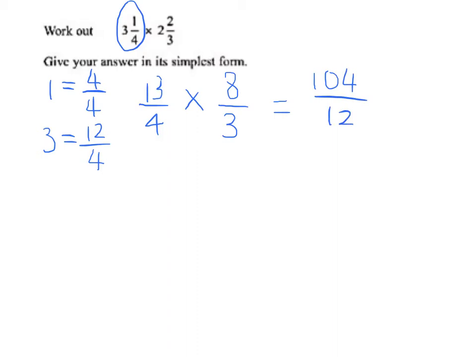This question asks us to write the answer in its simplest form. So we need to convert this answer back into a mixed number. We need to ask ourselves, how many 12s are there in 104? 8 12s is 96, leaving 8 12ths left over. But the 8 12ths can be simplified further. You can divide 4 into both 8 and 12. 4 goes into 8 twice and goes into 12 3 times.